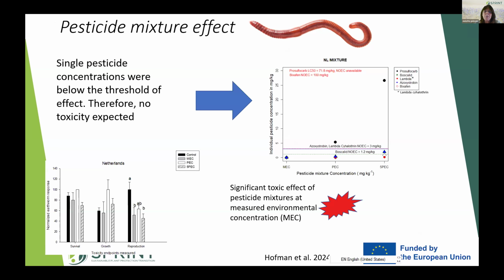But when we saw the mixture concentrations, the pesticide mixture concentrations, significant toxic effects of pesticide mixtures were seen at measured environmental concentrations. As you can see here as an example for the Netherlands, for the mixture we detected in the Netherlands. So that means if we just take the NOECs from literature into consideration, summing them up and saying, oh, there is no effect, that is not true, because we have synergistic effects. So these mixtures should be tested.